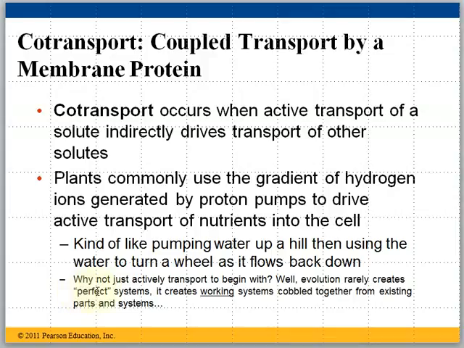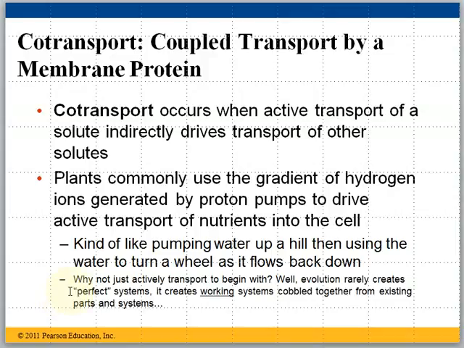So I guess the real question down here is, why would the cell do this? Co-transport seems kind of like a two-step method where you could just do straight-up active transport to begin with. Just have a protein that pumps sucrose across using ATP. Well, the reason for that is probably because evolution is a messy process. Evolution rarely creates perfect systems.